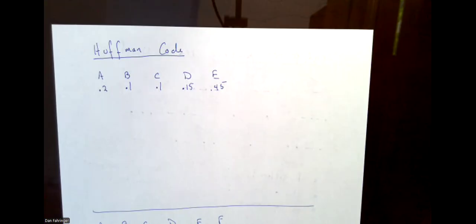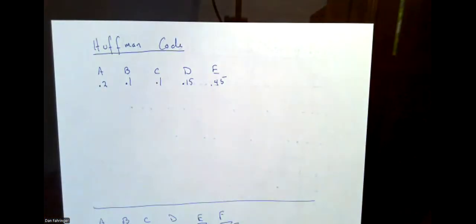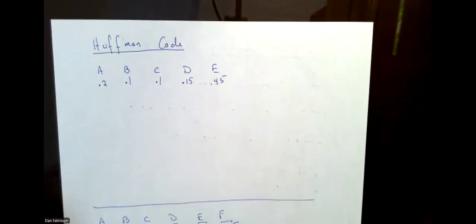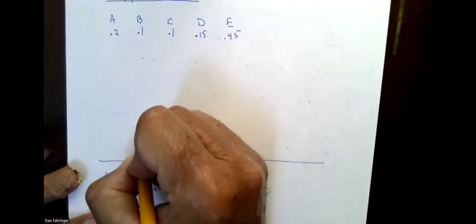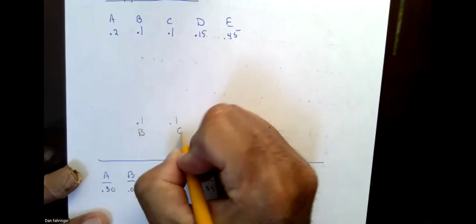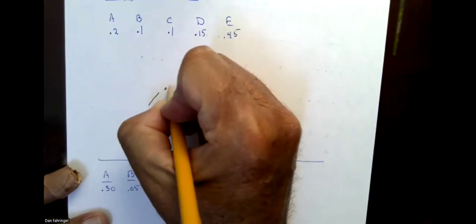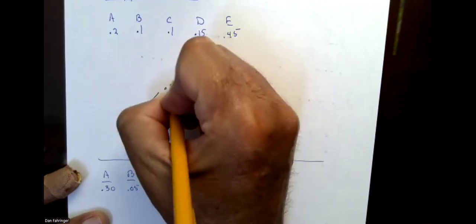Is it the smallest ones? Yeah, the smallest ones. And the smallest percentage ones are the ones that are used the least, which means they probably should be kind of on the bottom. Okay, so we're going to start with that. We're going to say here's a 0.1, here's a 0.1, here's B, here's C, and they're going to combine to make a total of 0.2.